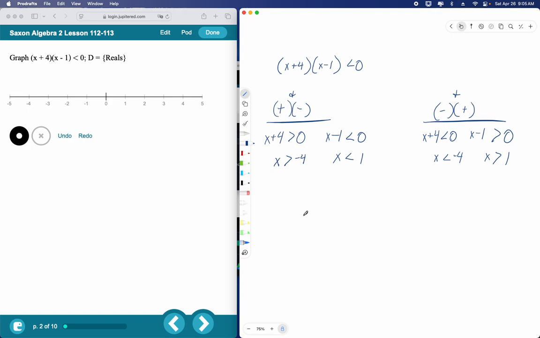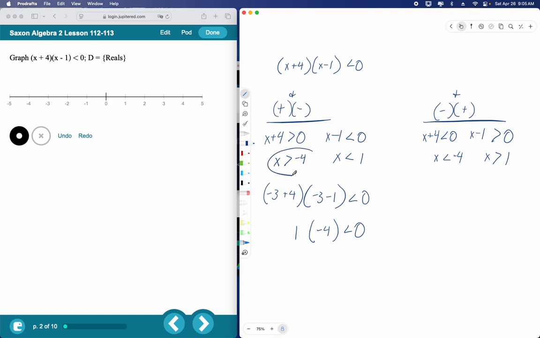So that means we really only have to test one number. And if it's true, then both of these are true. If it's false, then the other side is true. And that's all we have to really do, which just makes life a lot easier. So let's test x is greater than negative 4. A number greater than negative 4 is negative 3. So we've got negative 3 plus 4 and negative 3 minus 1. Is less than 0. I'm going back to this inequality sign here. So 1 times negative 4 is less than 0, and that is true.